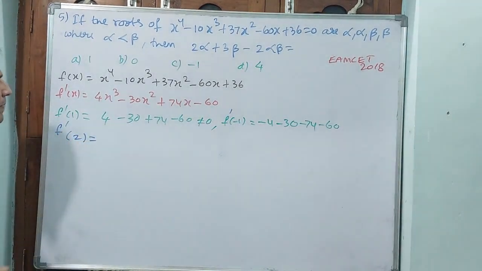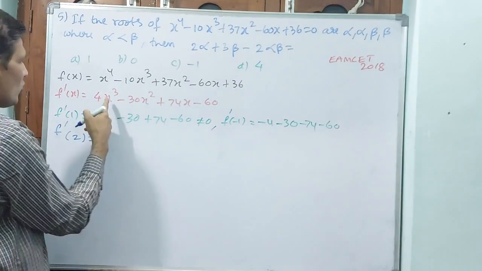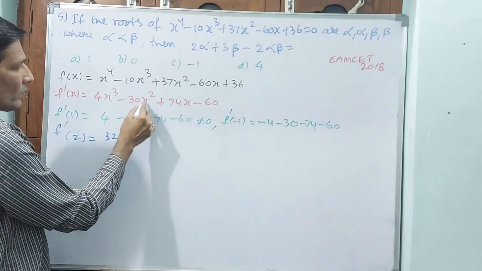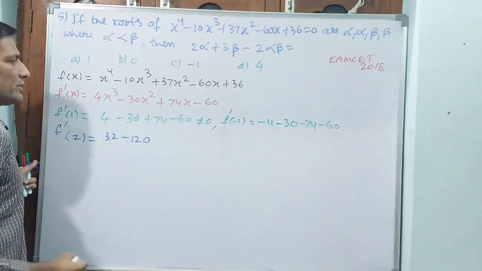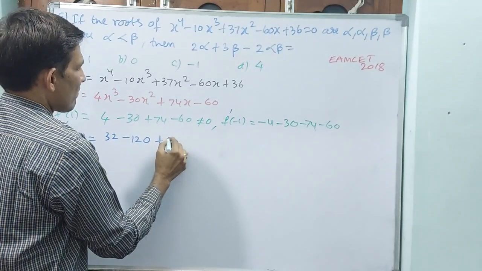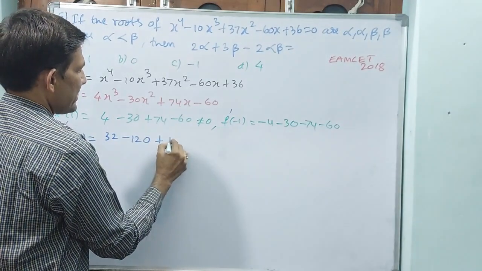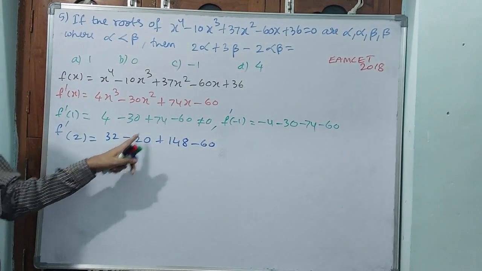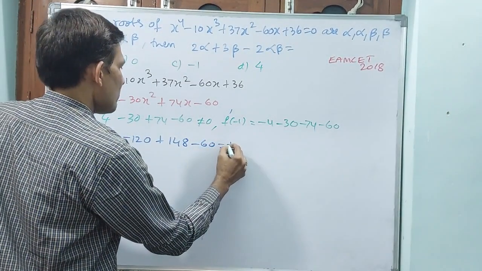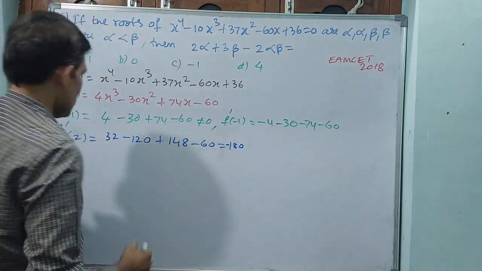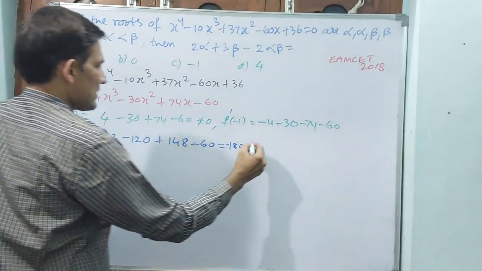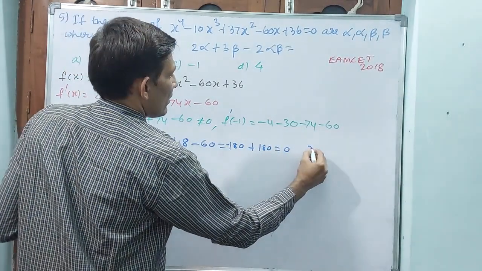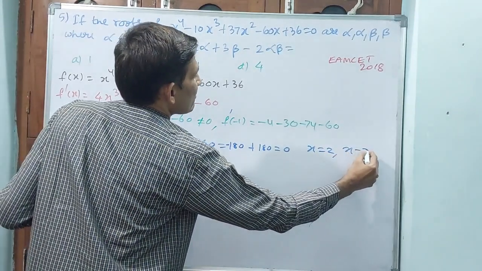So f dash 2. F dash 2 means 2 cube, 8 into 4, 32. 2 square, 4 into minus 120, plus 144, 148, minus 60. Okay. Now you see 170 minus 60 is equal to 180 minus 180. And 150 plus 30 is plus 180. That means you see 0.